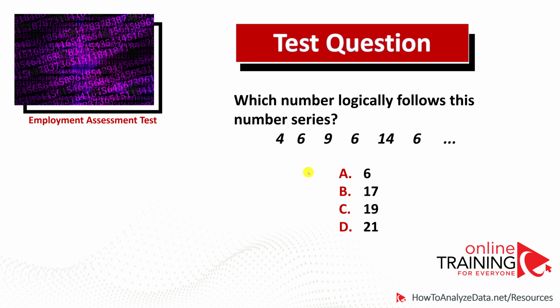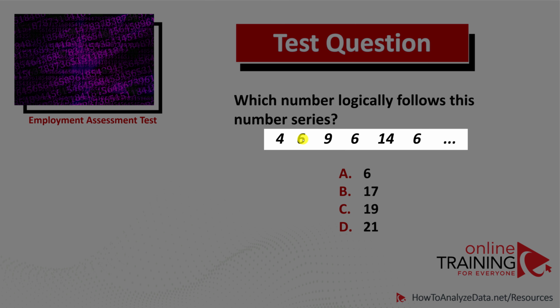The best way to answer these types of questions on the test is to determine the pattern. You see that there are 2 patterns. One is the pattern of the number 6, which is in between every other number. So we have 4, 6, 9, 6 again, 14, 6 again. And once we determine this pattern, we see that the pattern of numbers in between 6s is increasing by 5.